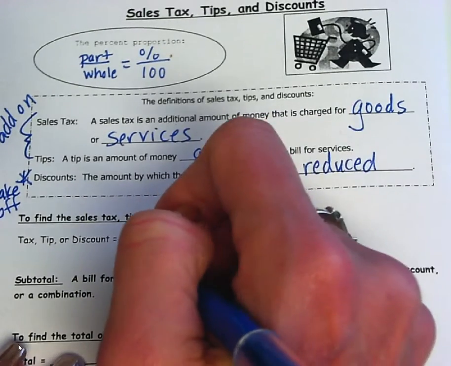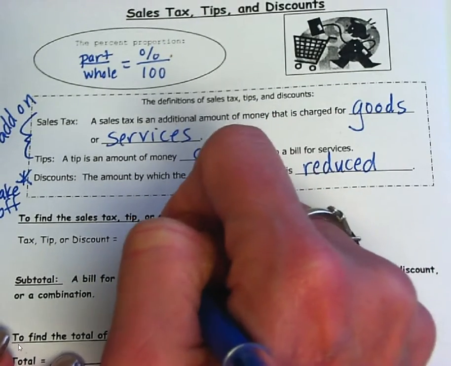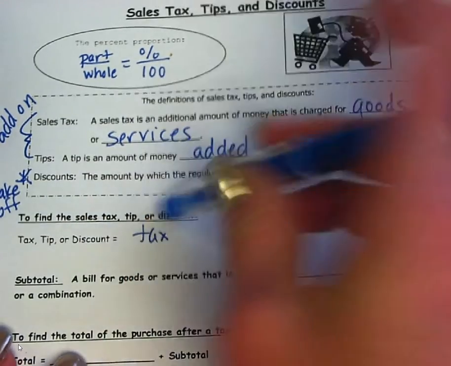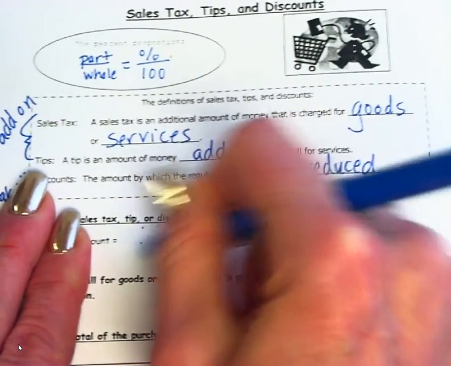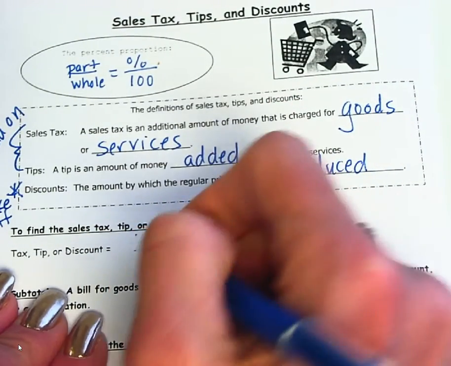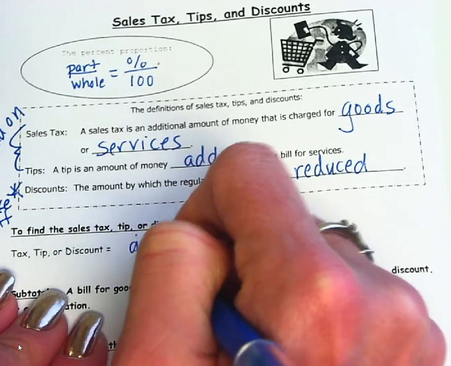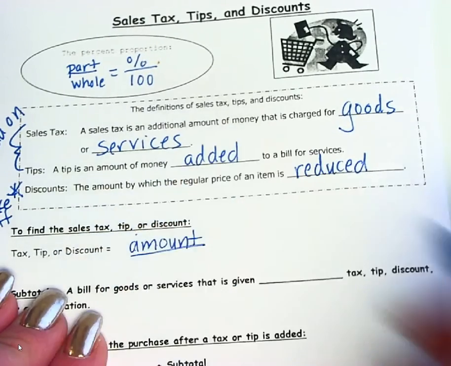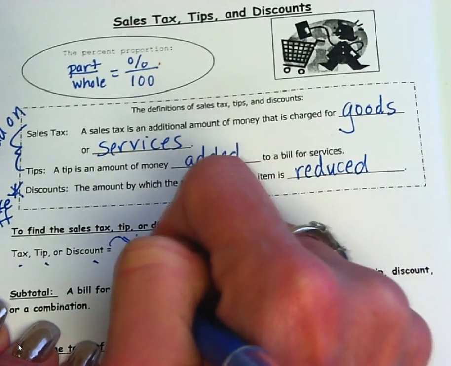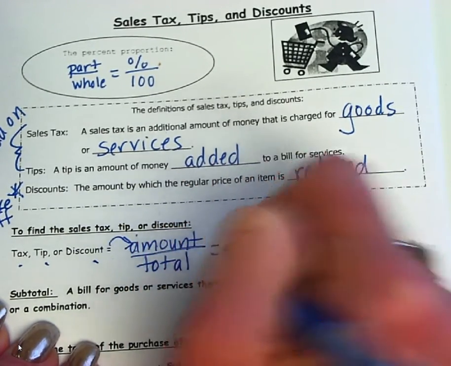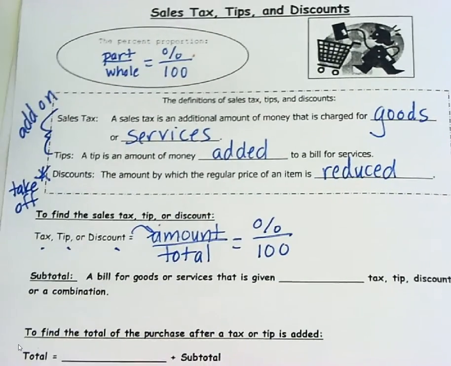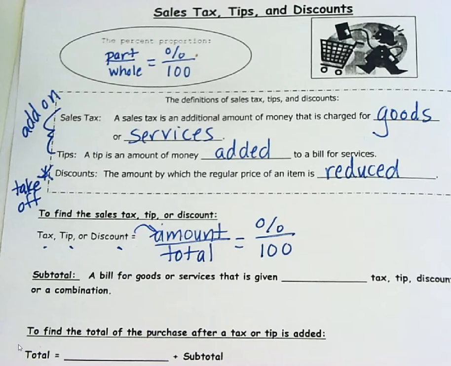So to find the tax, tip, and discount, you're going to use the percent proportion. So it's going to be the amount of the tax, tip, or discount, that's the amount, over the total, and then that's equal to the percent over 100. So you calculate it just like you do the other problems we've been working on for percentages.